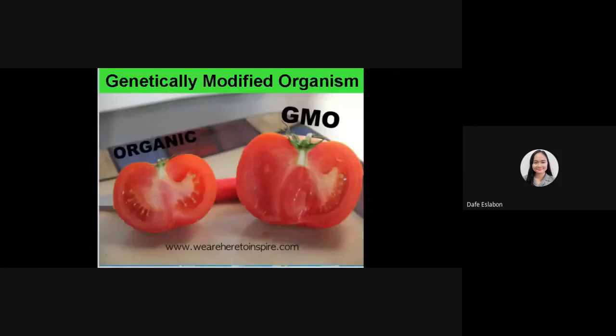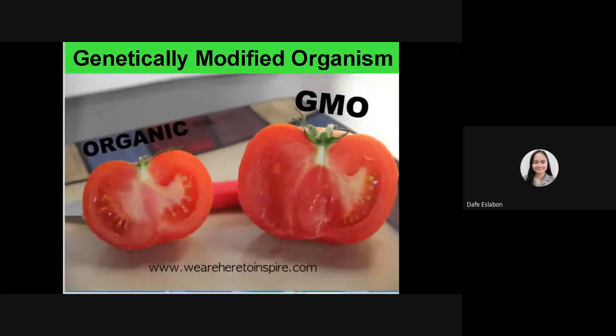All right, so that was it. Those are samples of GMO products when it comes to agricultural products. Let's continue.